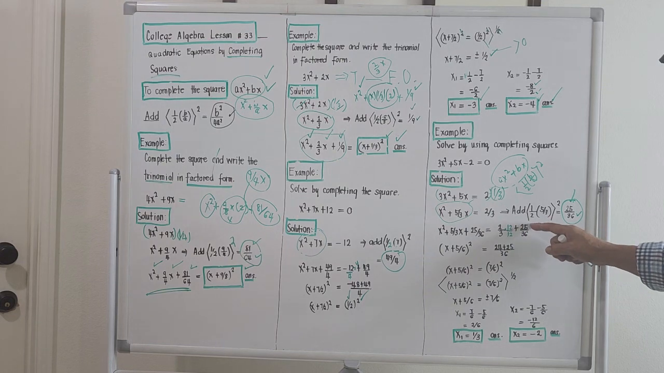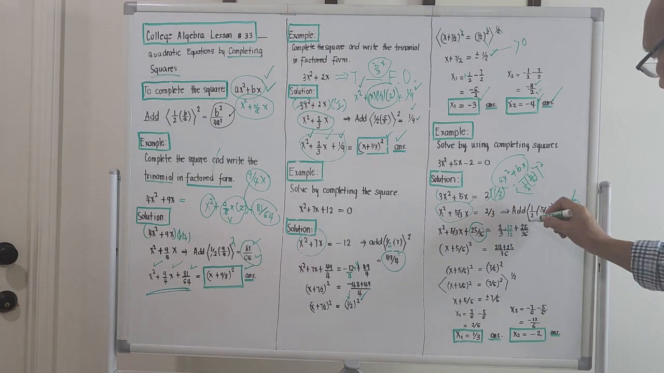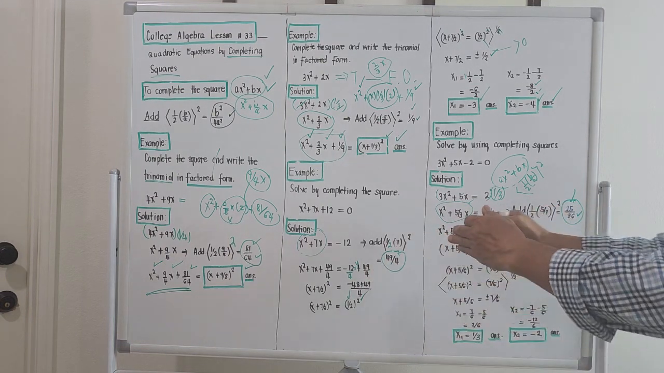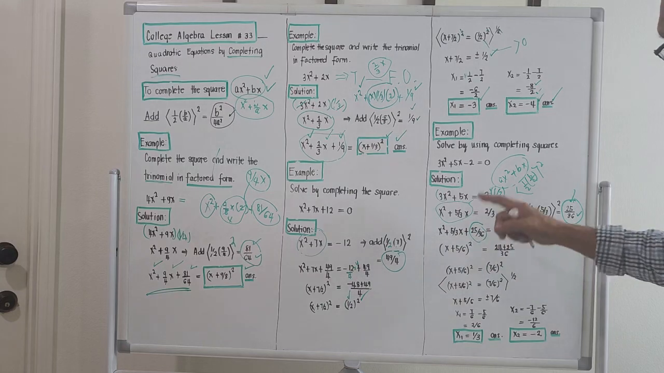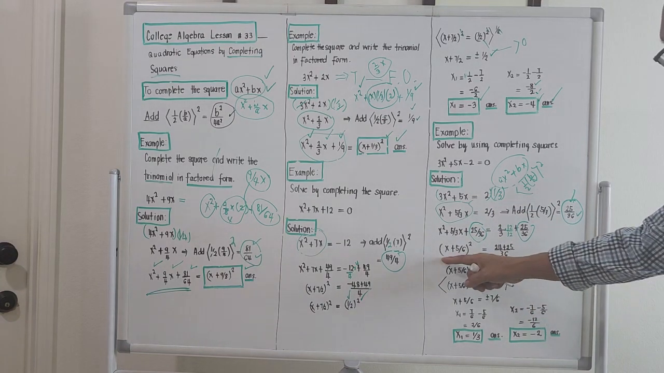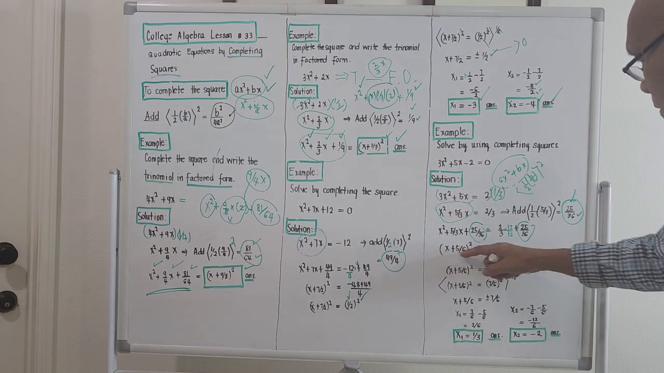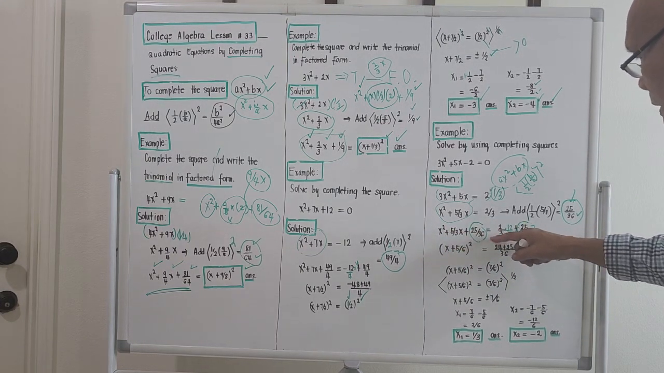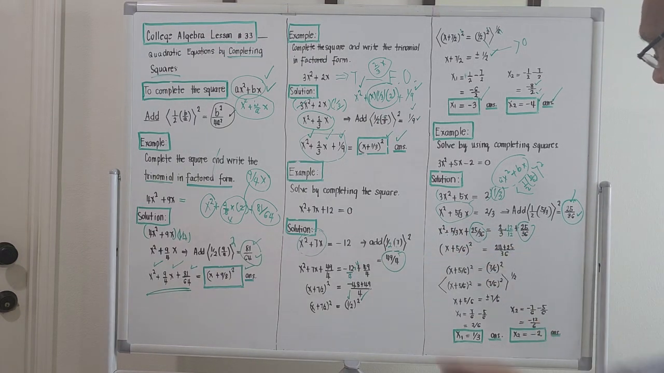We add 25 over 36. Okay? We add this one on the left, we add this one on the right. We are not changing the value of the equation. And this is now factorable to the quantity x plus 5 over 6 quantity squared. If we try to expand this one, this will be the expansion. Perfect trinomial, this is the factored form. What we did on example number 1 and number 2.